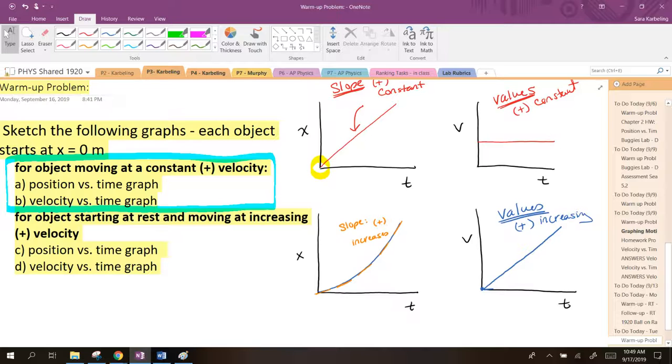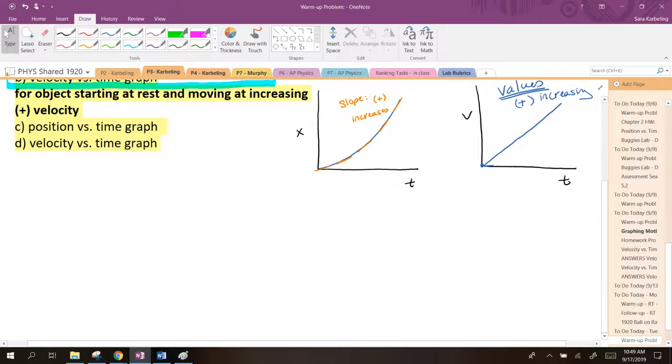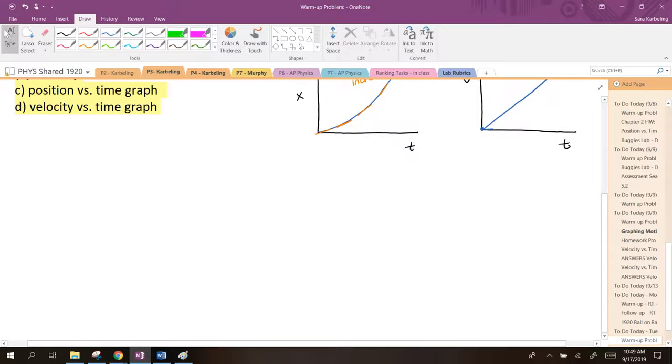So if the line on the position versus time is like this and that, what does it mean? Like, what would that look like? What would it measure? Yeah. Can I go ahead and draw that so everybody can see it?